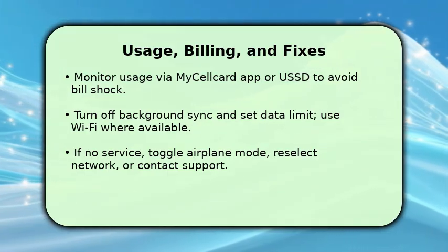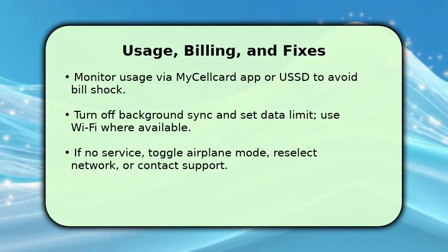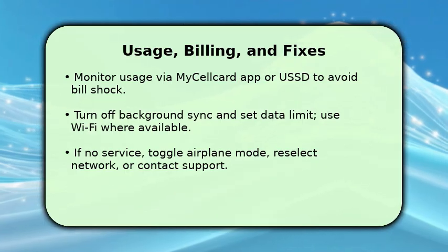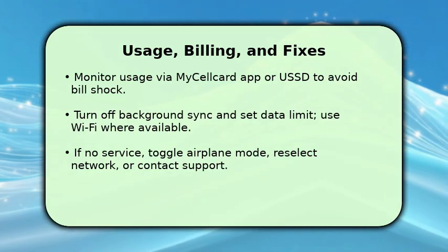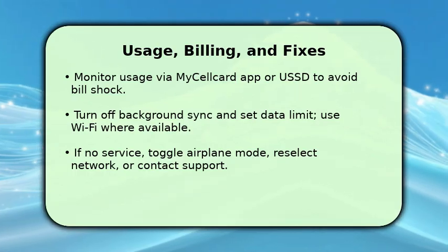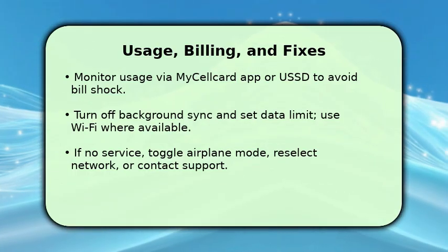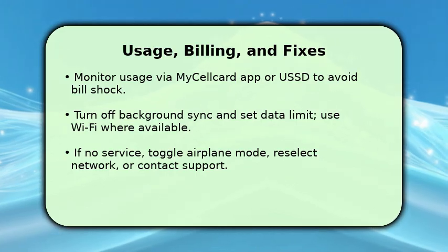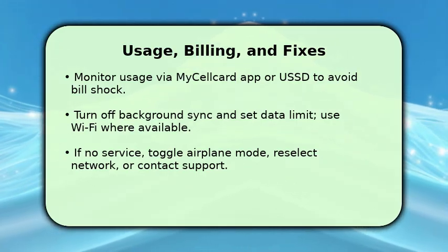If service drops, toggle airplane mode briefly, then reselect the partner network. If that fails, recheck APN and restart again. Contact Cellcard support with IMEI and current network info as a last step to resolve provisioning.